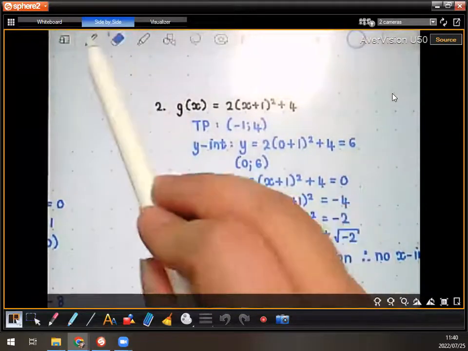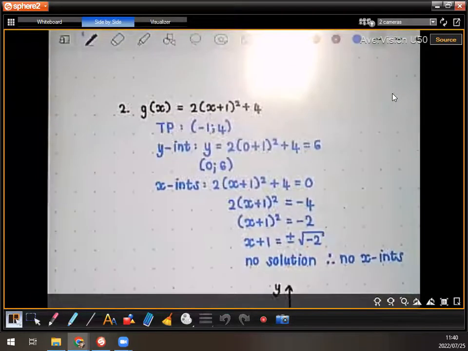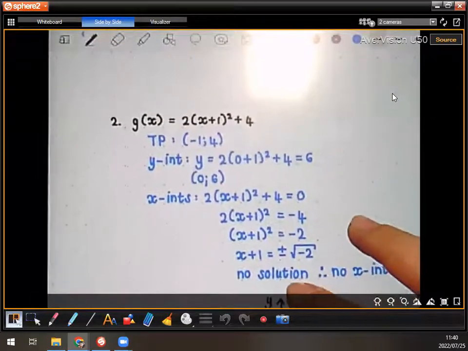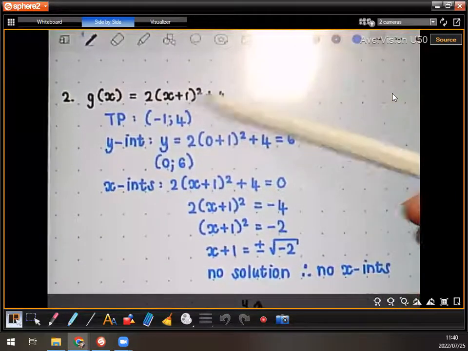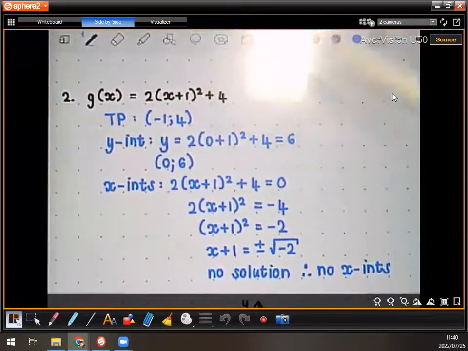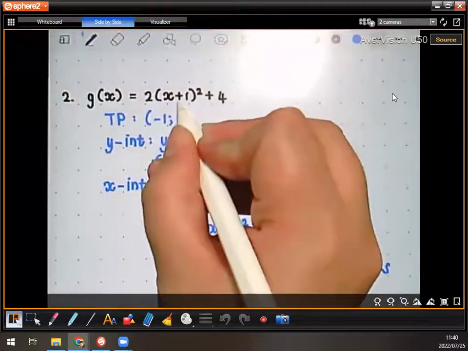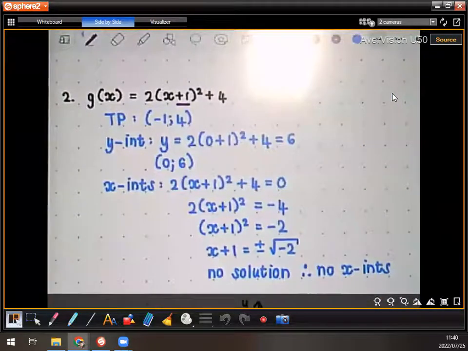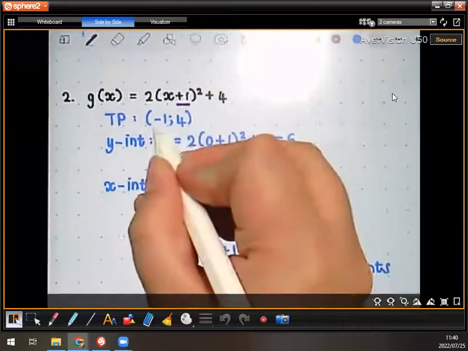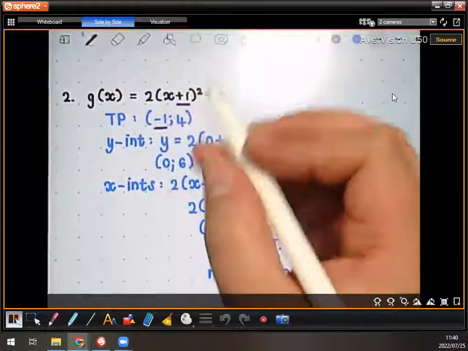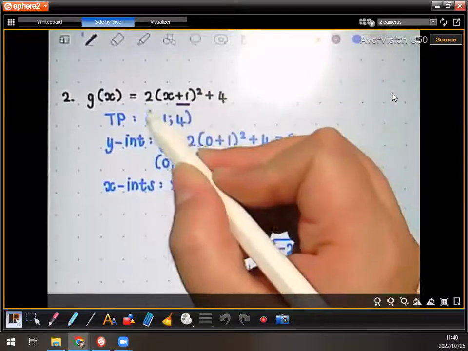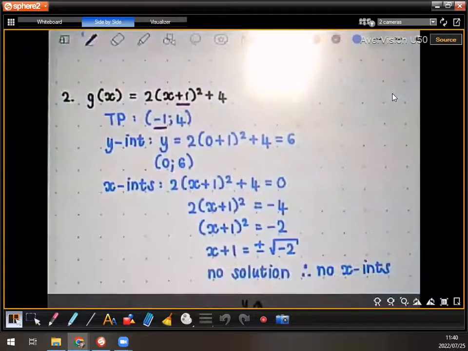So now for number 2, it was written in turning point form. Okay, so you all could have at least found the coordinates of the turning point, right? Remember that the coordinate in the bracket always has a different sign from what it has in the point. The x coordinate is x plus 1, so it's going to be -1.